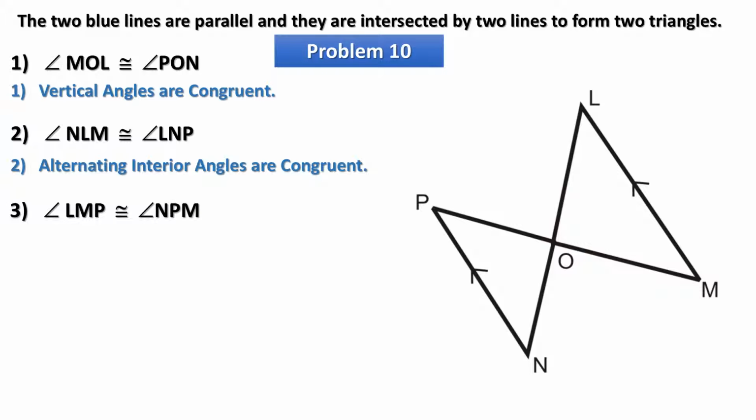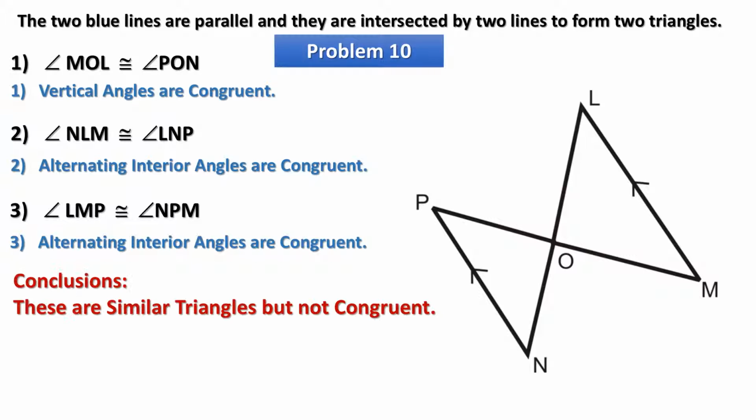We can also say that angle LMP is congruent to angle NPM. Again, alternating interior angles are congruent. What can we conclude? These are similar triangles, but we can't conclude they're congruent. We can only say they're similar.